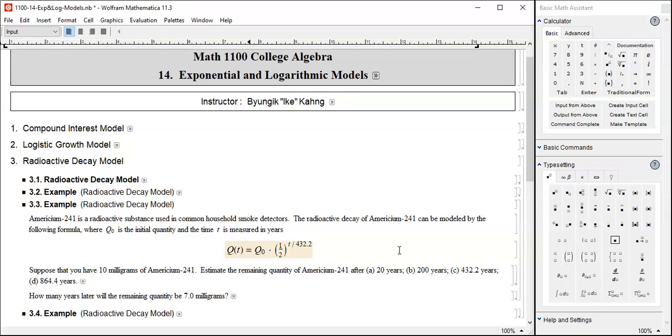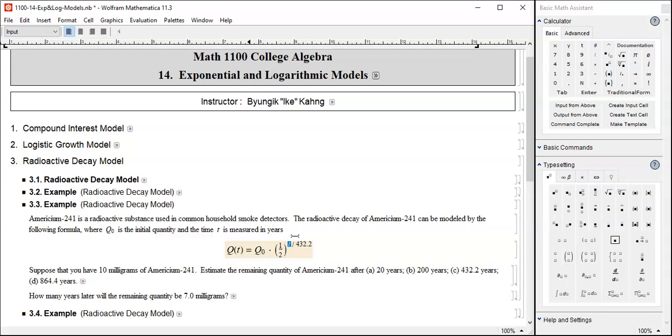So precisely at 432.2 years, did I say precisely? Excuse me, nothing is precise in this kind of measurement. So approximately 432.2 years later, we'll have half the quantity. Suppose that you have 10 milligrams of americium-241. Estimate the remaining quantity of americium-241 after 20 years, 200 years, 432.2 years, the half-life, and 864.4 years, twice the half-life.